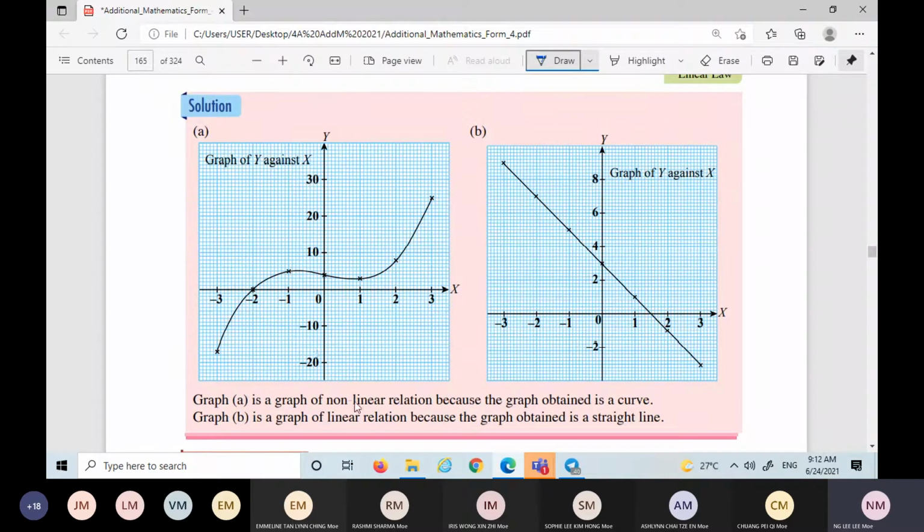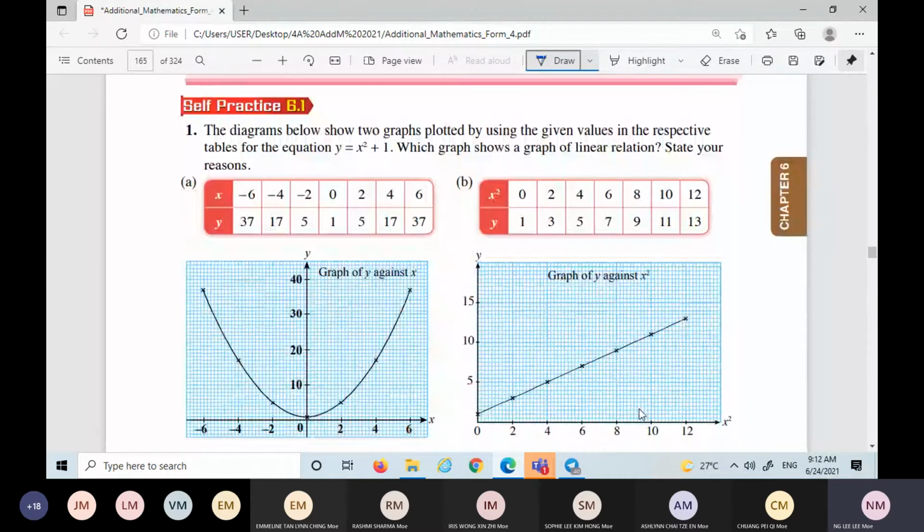So graph A is non-linear, because it's a curve, not a straight line. B is linear, because it's a straight line. So this is very simple. This one also no need to do, we just go through it verbally.